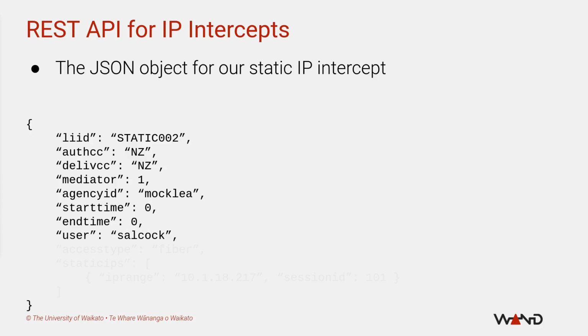The first new property for an IP intercept is the user property. This is a mandatory property that must be set to the username that the target has within your network. In our case, the value for this property is the username salcock.